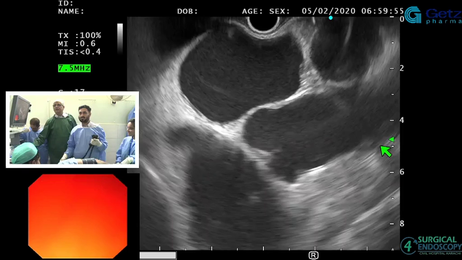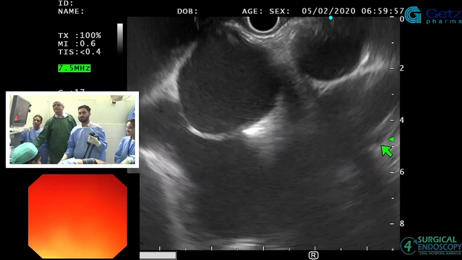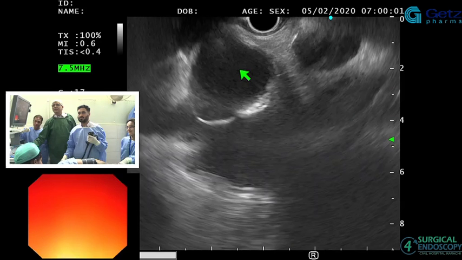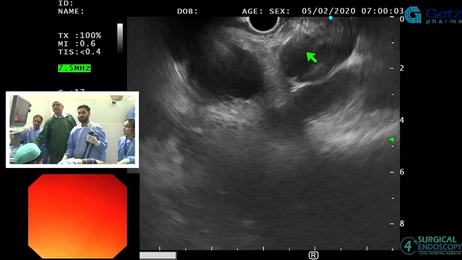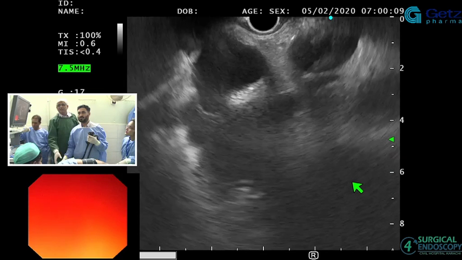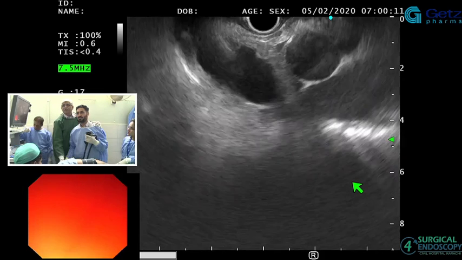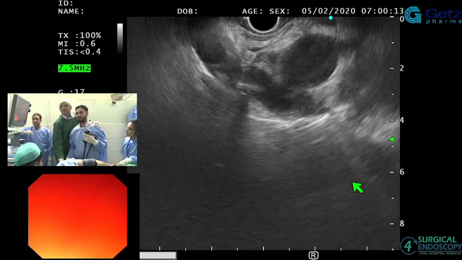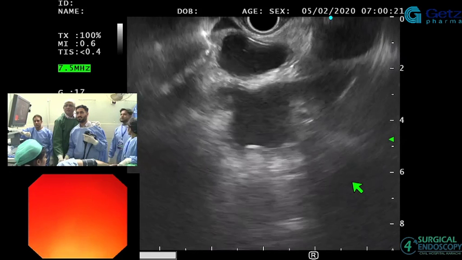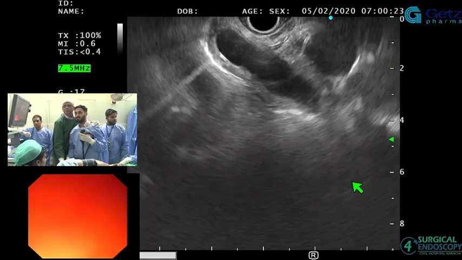So you have left atrium here, you have aorta here, and you have the subcarina, okay? You can rotate a little, so you will be able to see a little better there. You can see the lymph node, which we were not seeing before. You can see the subcarina by rotating or moving your scope clockwise and anti-clockwise gently.